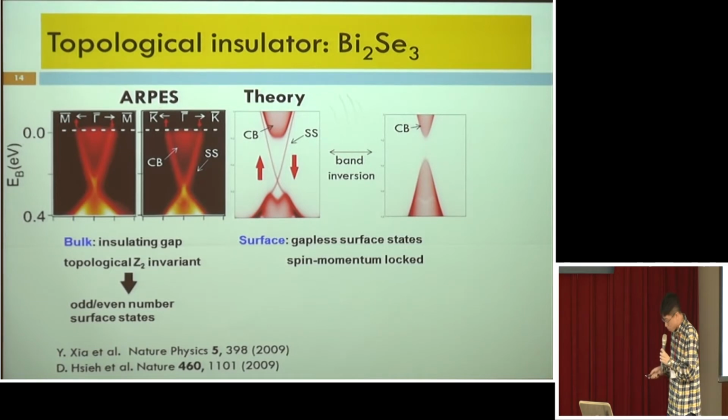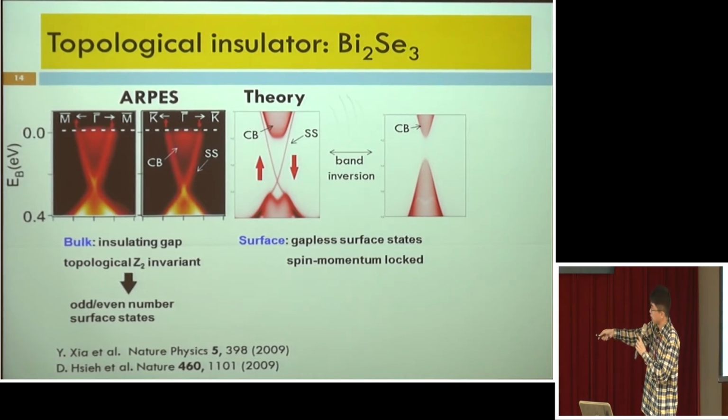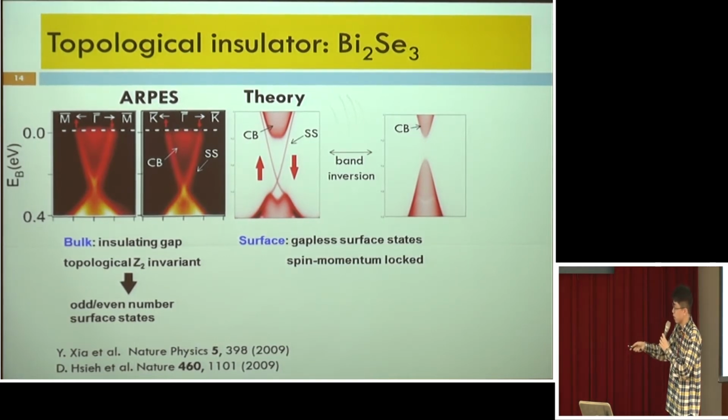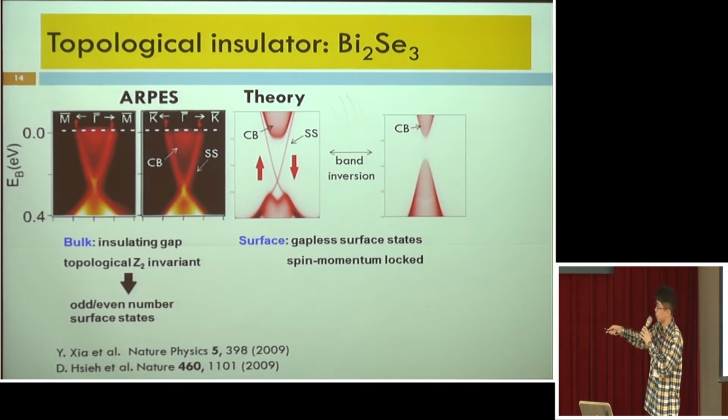This was the theory. The experimental data were from Hasan's group. In the ARPES spectrum, there are two linear lines around the Fermi level, and there is an electron pocket across the Fermi level. This panel is our theoretical simulation. Comparing ARPES and theory, we can easily recognize that these two linear lines are the topological surface states, and this electron pocket is the bulk conduction band. So if we theoretically make a band inversion, the surface state disappears.